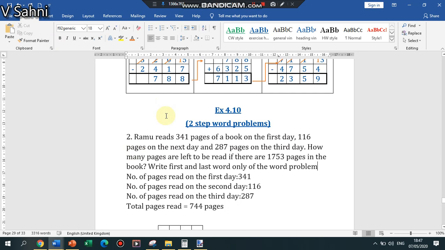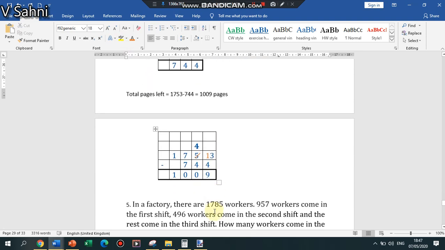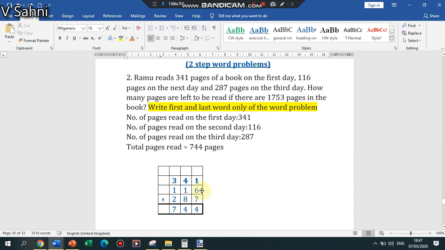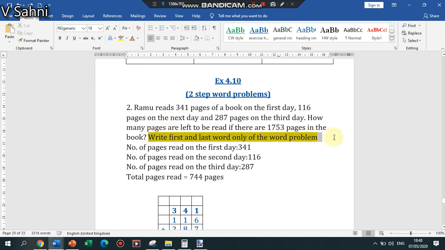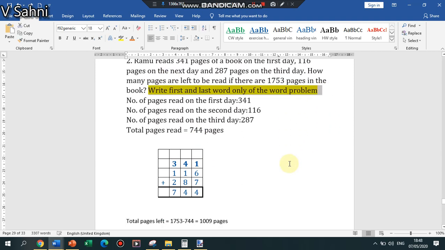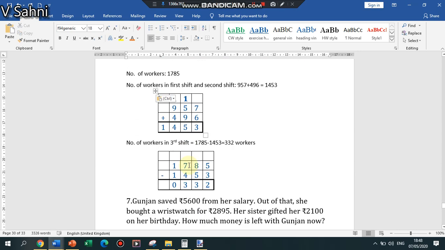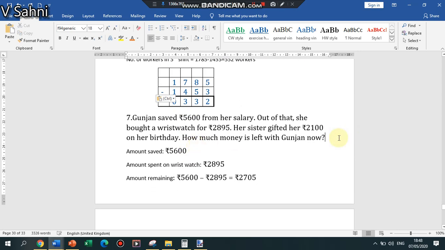This time I am just keeping the questions here for you because it becomes easier, I think, for the parents also to read the question from the notes itself, isn't it? So that's why I'm just keeping the questions here itself for you. Alright, so I'm just mentioning this for the kids, that you just need to write the first and the last word.